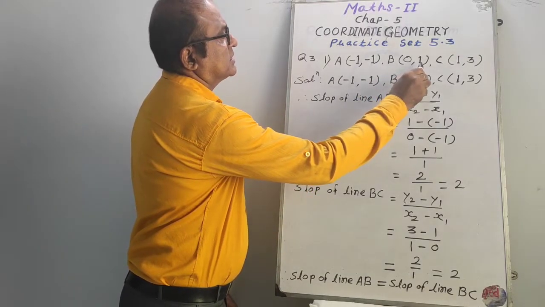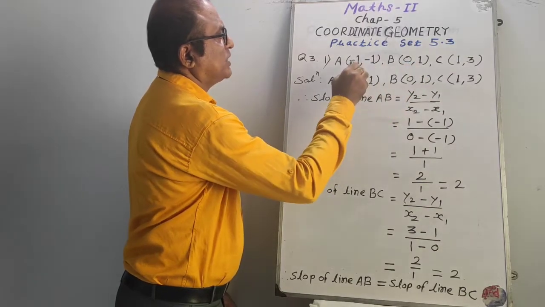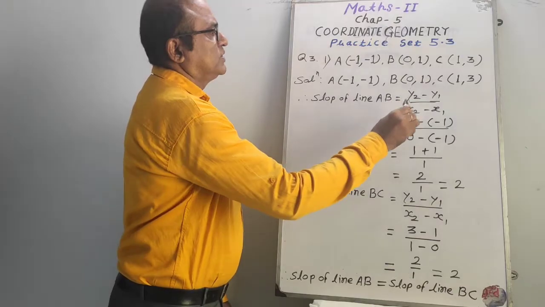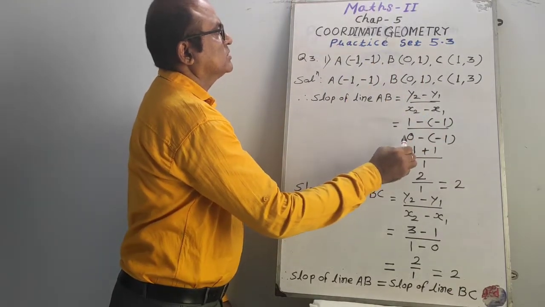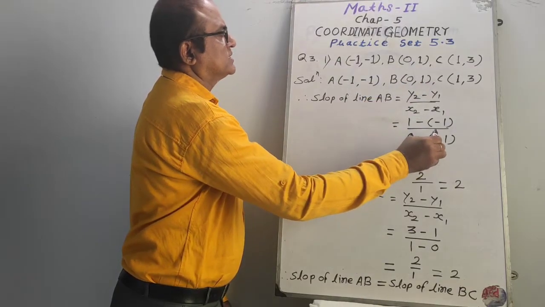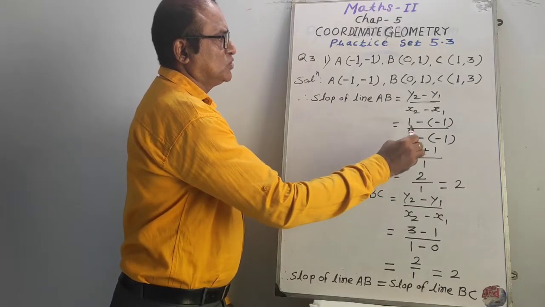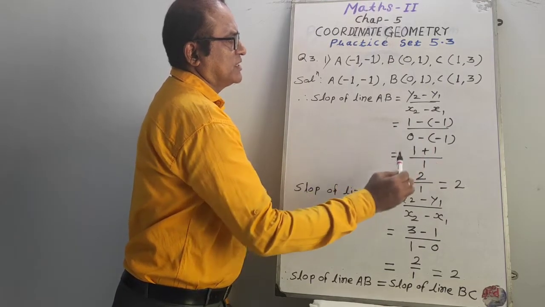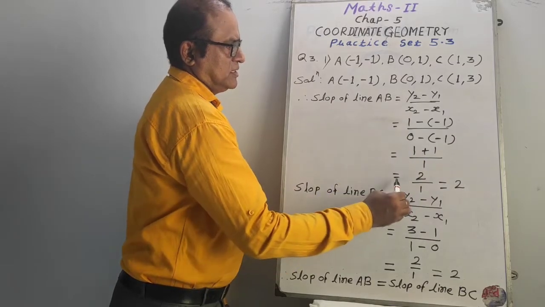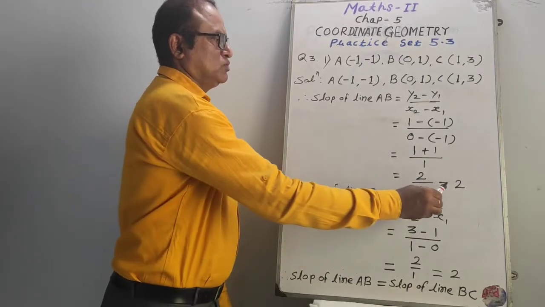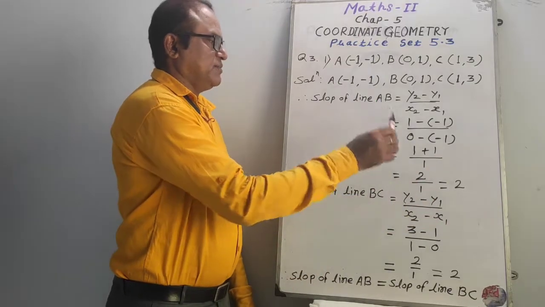Here, y2 minus y1 upon x2 minus x1 is equal to 1 minus (minus 1) upon 0 minus (minus 1), which is 1 plus 1 upon 0 plus 1, which is 2 upon 1, which is equal to 2. The slope of the line AB is equal to 2.